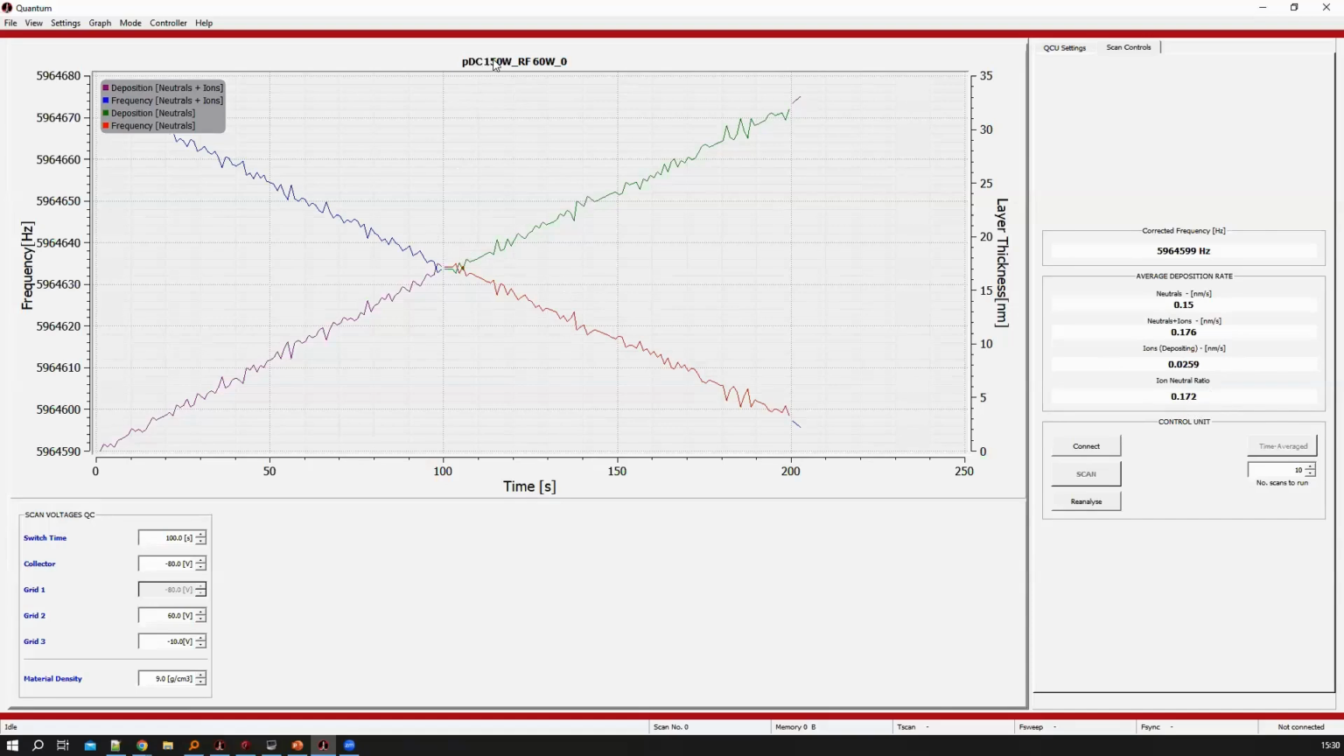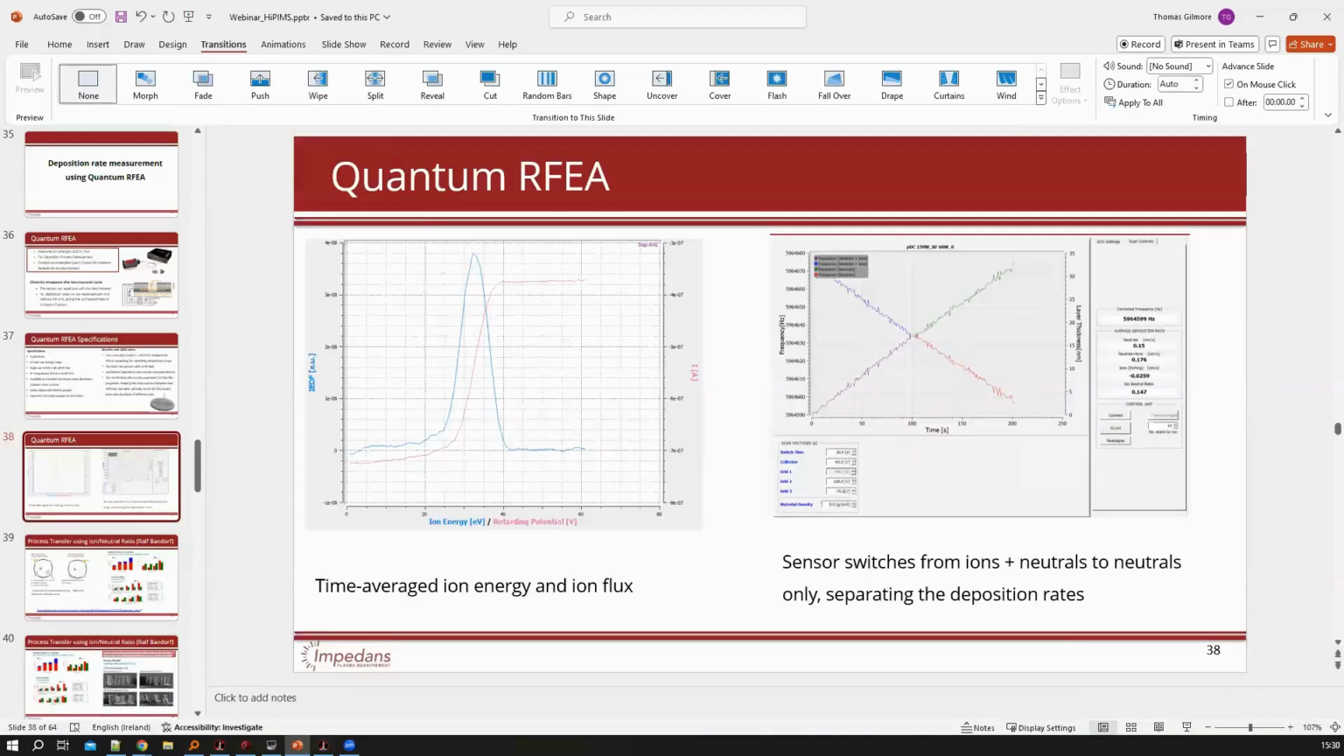This is a pulse DC data set, but this has been used in all sorts of systems. So at this point, I'll go back to the papers. I'll mention offhand, like we can measure deposition rates and etch rates. But that's a topic for another day. So if we go back here.